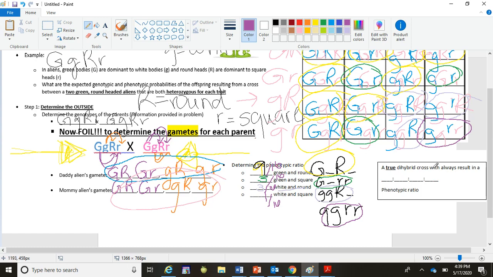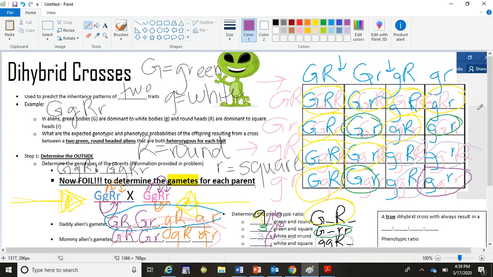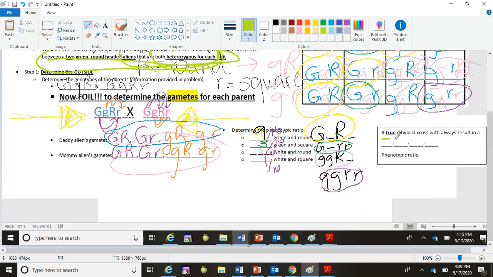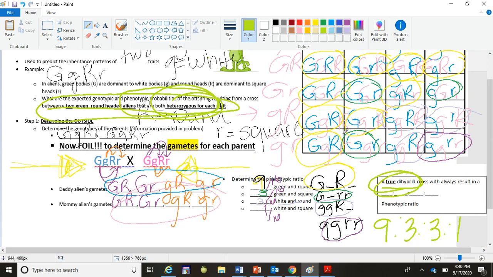A true dihybrid cross. Take a note, true dihybrid means that both parents are heterozygous for both traits. So right here, this means that both parents are heterozygous for both traits, meaning it is a true dihybrid. We'll always have a phenotypic ratio of 9 to 3 to 3 to 1. Now, that's only if both parents are heterozygous for both traits. You can go ahead and know that the ratio that's going to show up is 9 to 3 to 3 to 1.